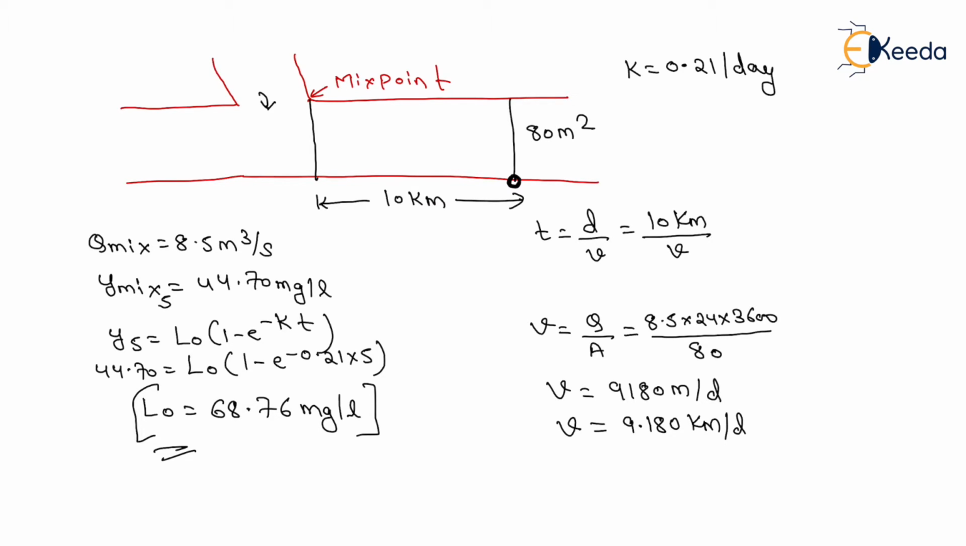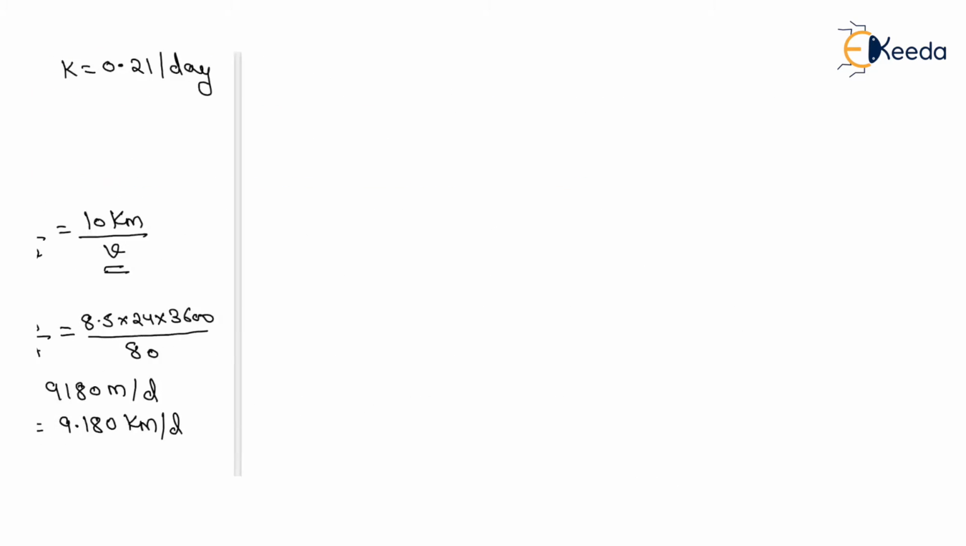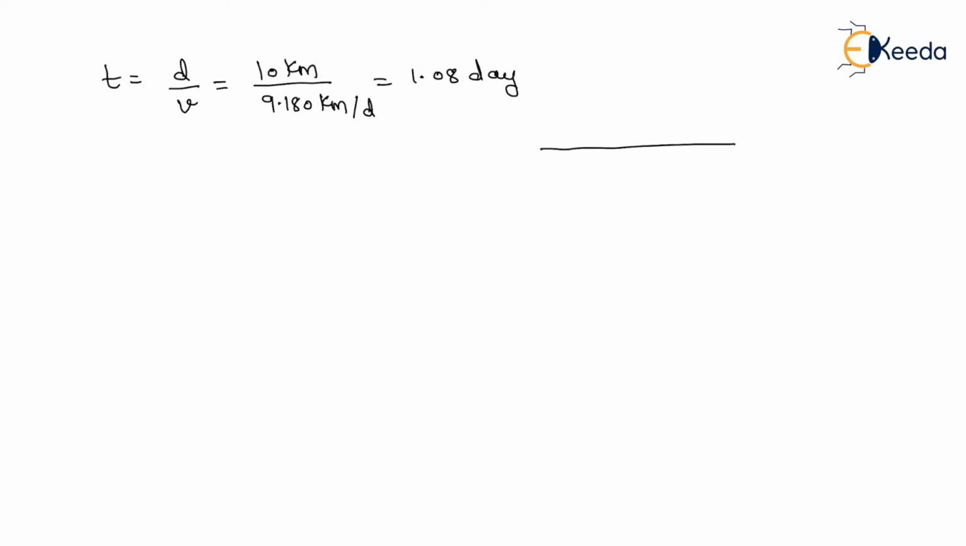Now we will use this value of v and compute the time. Time will be equal to distance upon velocity. The distance is 10 kilometer and the velocity is 9.180 kilometer per day. After solving this, we get the time, which is 1.08 day. So the time to travel a distance of 10 kilometer from the mixing point is 1.08 days.